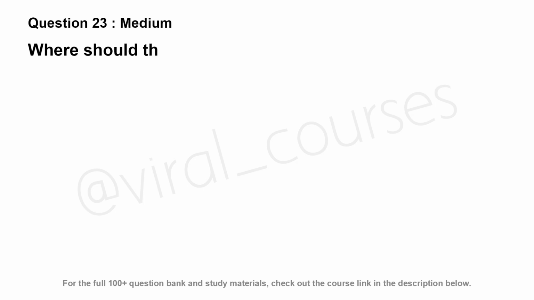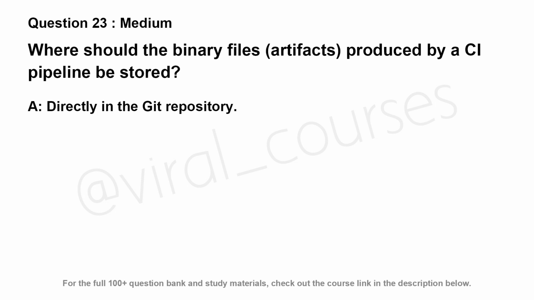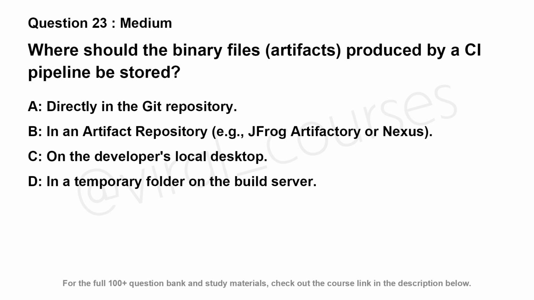Where should the binary files, artifacts, produced by a CI pipeline be stored? Option A, directly in the Git repository. Option B, in an artifact repository, e.g., JFrog Artifactory or Nexus. Option C, on the developer's local desktop. Option D, in a temporary folder on the build server.